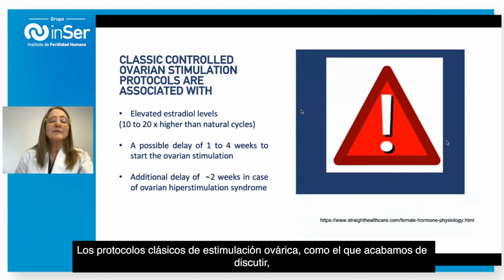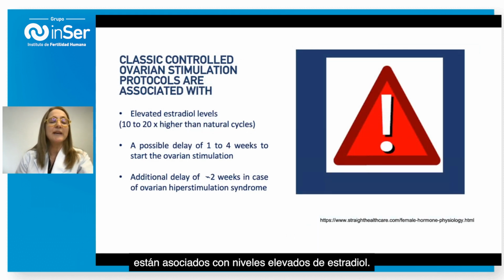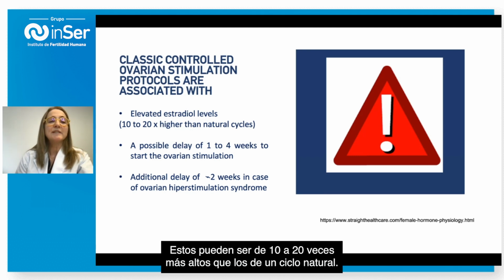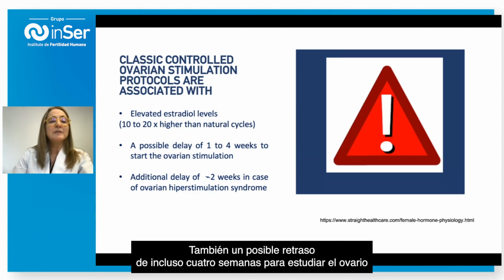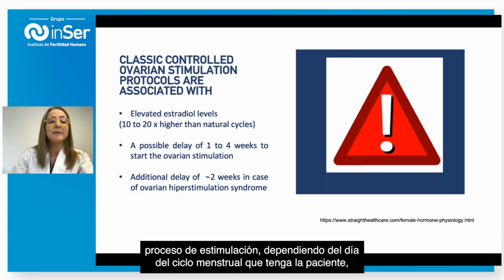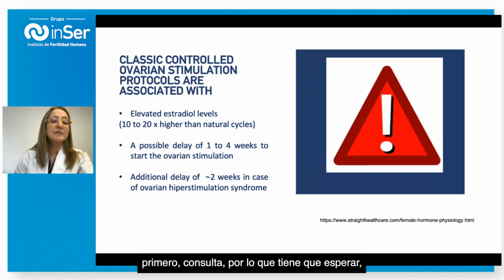Classic ovarian stimulation protocols, like the one we just discussed, are associated with elevated estradiol levels. This can be up to 10 to 20 times higher than that of a natural cycle. Also, there is a possible delay of even 4 weeks to start the ovarian stimulation process, depending on the day of the menstrual cycle that the patient first consults. Therefore, having to wait sometimes 3 or 4 weeks till the second or third day of the next menstrual cycle.